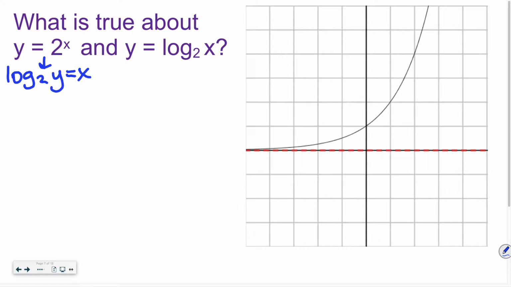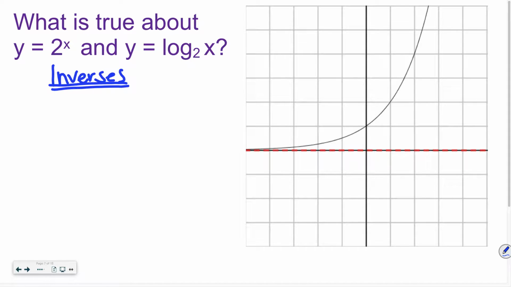Okay, so look at this and look at this. What's true about those two? And why are they inverses? Well, I put them, the x and y switched. Okay, from here to here, x and y switch places, right? So we are going to use the fact that they are inverses to help us come up with the graph.